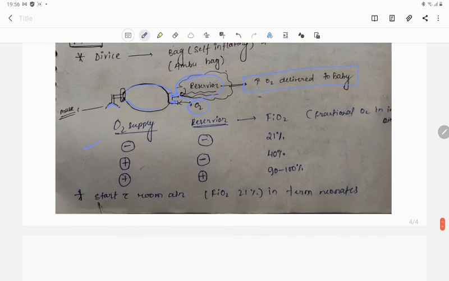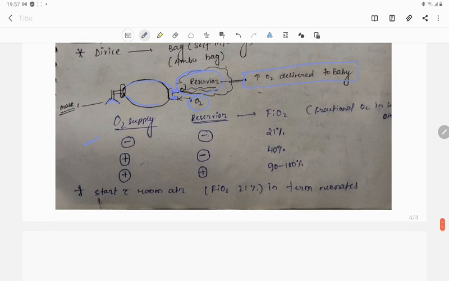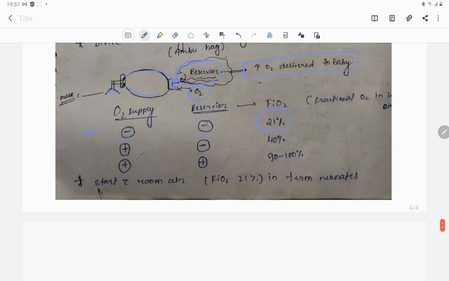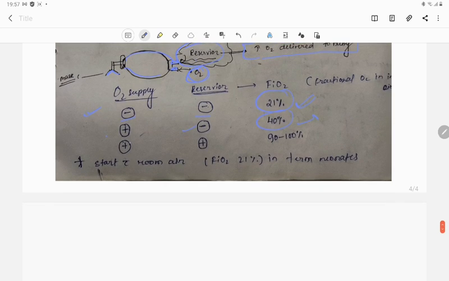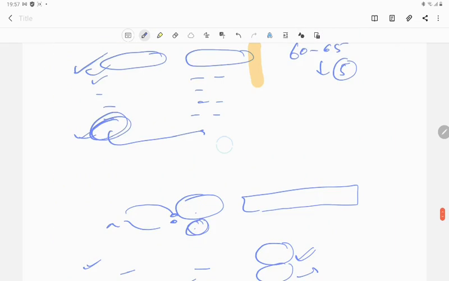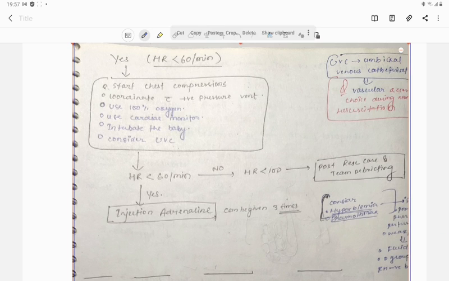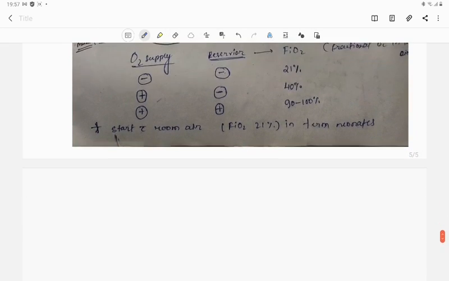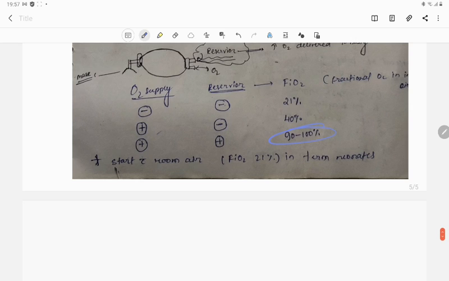So in conditions like we started with the baby without connecting anything, in that condition there was no oxygen supply, no reservoir, and the fractional oxygen that was being given to the baby was just 21%. When we started with the oxygen supply, it nearly doubled to 40%, and when both of these things were connected and started, in that condition it became 90 to 100%, right? So this was all about these things.